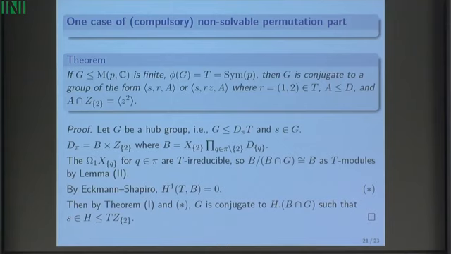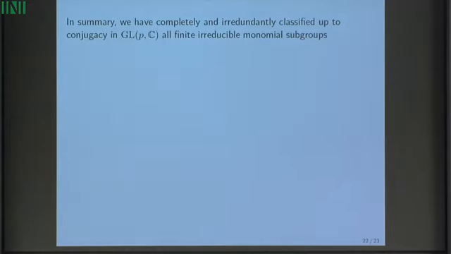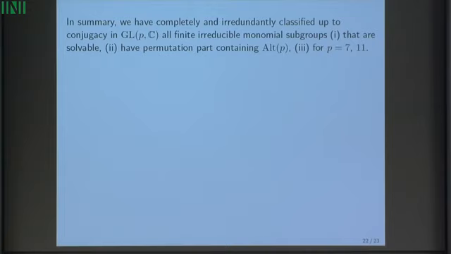Okay, so I think it's time to sum up a bit. In summary, we've got a complete solution to our classification problem in any degree for all solvable groups, for all groups whose permutation part contains the alternating group, and in degrees 7 and 11. There are exceptions there you might remember to deal with.